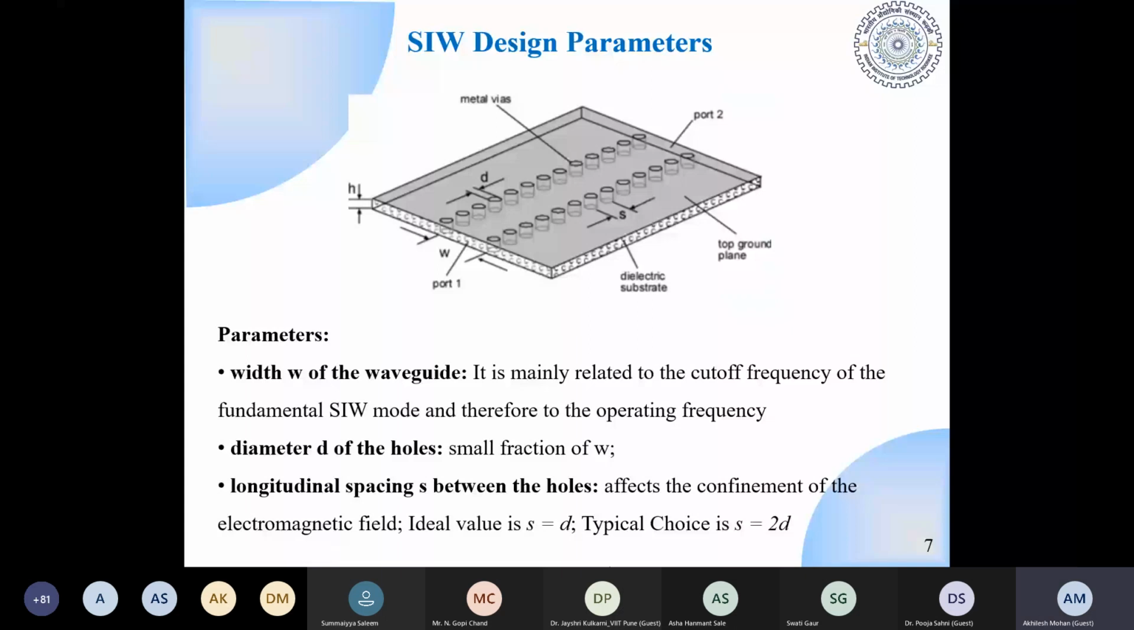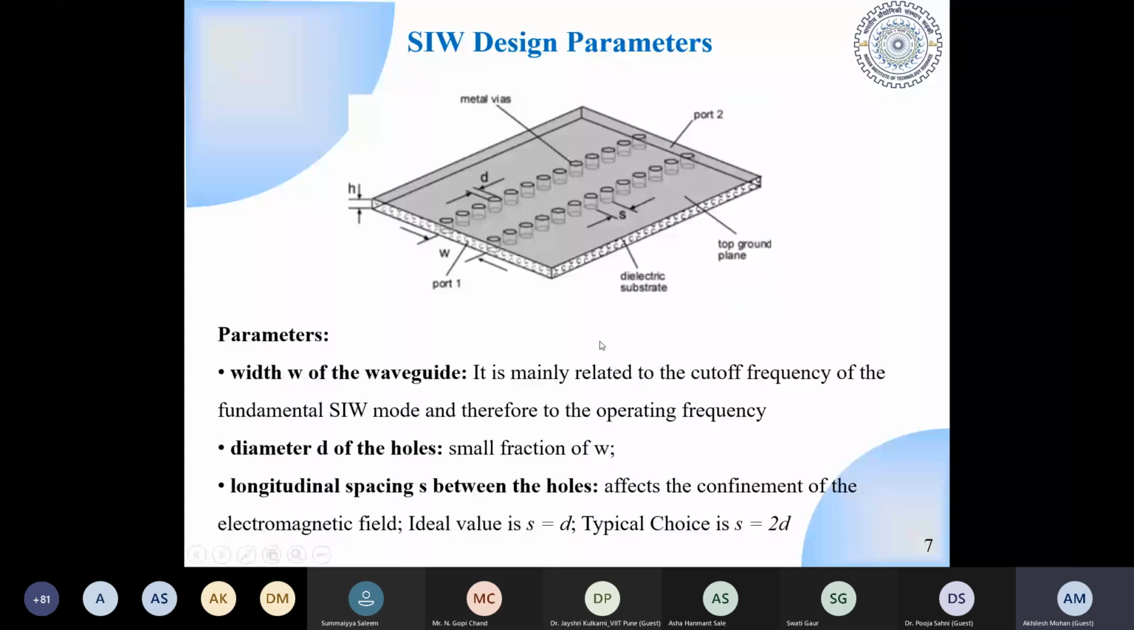Another parameter is the diameter of the holes. The diameter of the holes depends on the frequency at which you want to use it. Another is the longitudinal spacing, that is, the spacing between the vias. Now what is the spacing between two vias? Ideally it should be S equals D, that is, the vias should be side by side, but that is not practically possible.